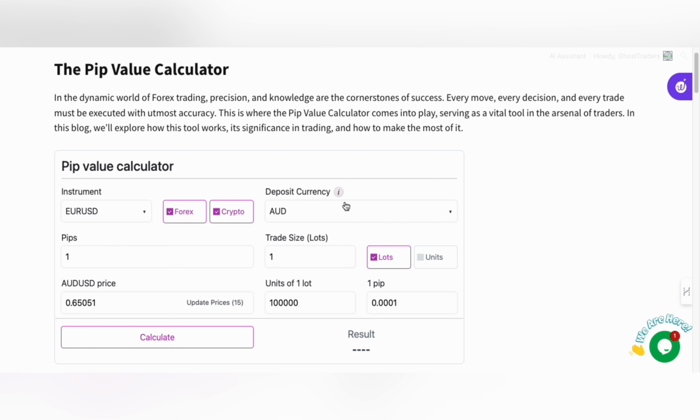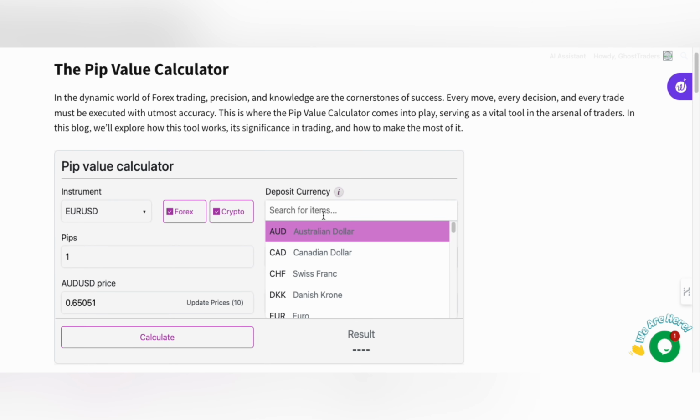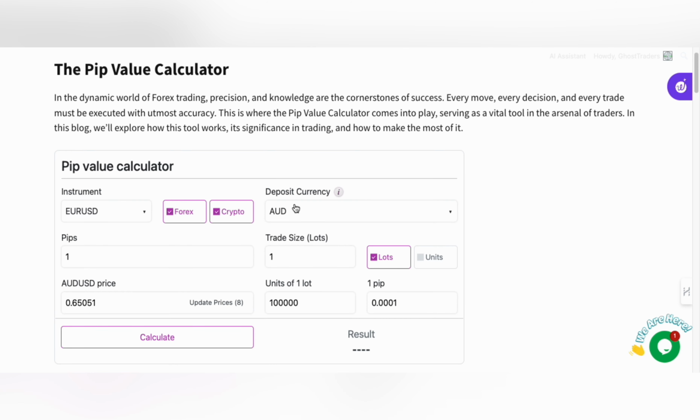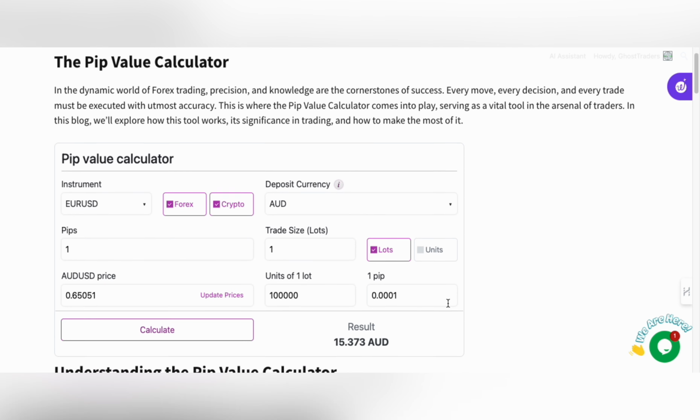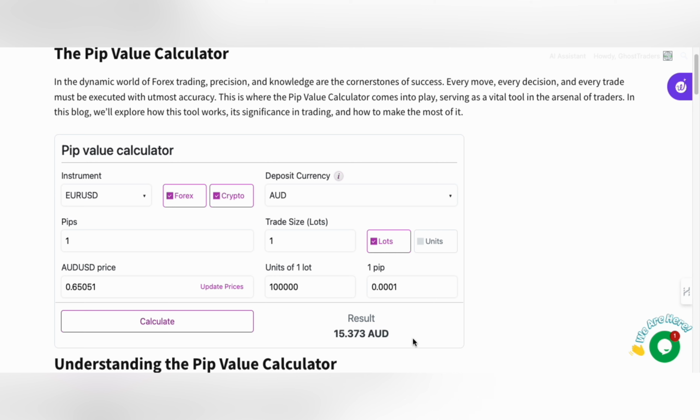So is the pip value calculator. Okay, so you can choose your trading account base currency. You can see here by default it's on the Australian dollar, and then by default it's Euro USD, and then you can just click on calculate, and then it will give you the amount of the pip value per one lot size. Okay, so the amount of the pip value for Euro USD one lot size at the moment. So that's what you're gonna get.